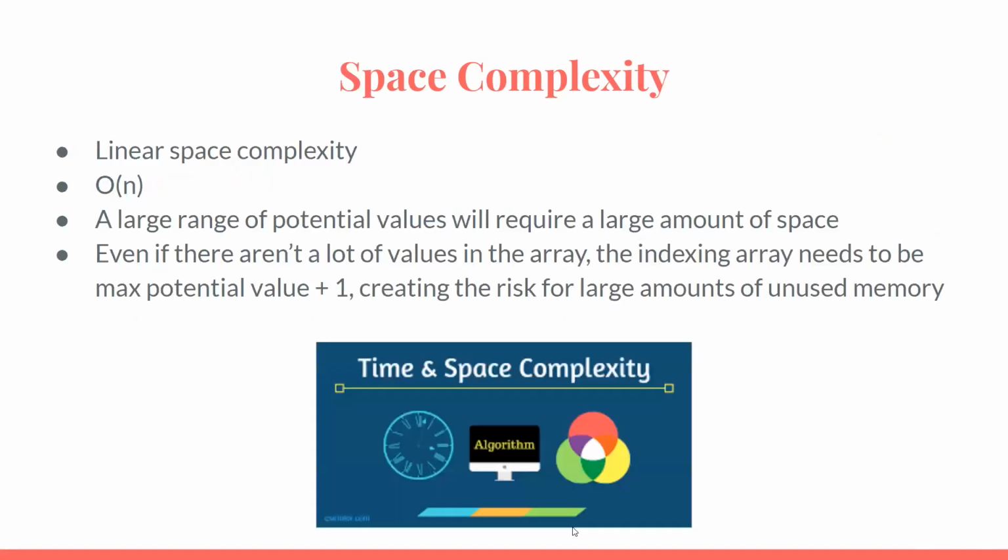For the space complexity, it's also a linear space complexity. It's O of n, where n here is the maximum value of the array plus one. So it's the k value in the time complexity. This can cause some problems though, because if there's a large range of potential values and the array doesn't use much of them, then you're allocating large chunks of memory for the new array for basically no reason. Like it says here, even if there aren't a lot of values in the array that needs to be sorted, the new array still needs the maximum potential value plus one.